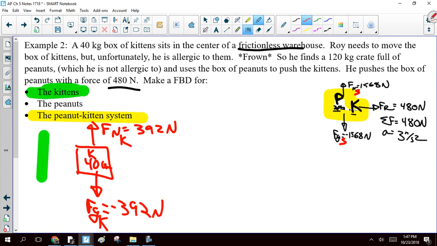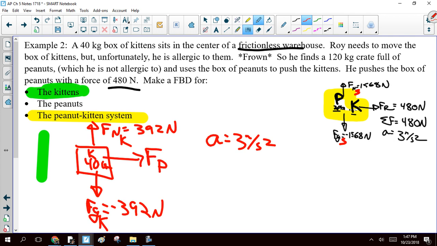Now, what moves the kittens forwards? Roy? Nope, because Roy pushes the peanuts. Remember, Roy was allergic to the kittens, so Roy does not touch the kittens. The only thing touching the kittens is the peanuts. So there's this peanut-kitten interaction, and here we've got the peanuts pushing the kitten. But we already know their acceleration. We just found it over here. It's 3 meters per second squared.